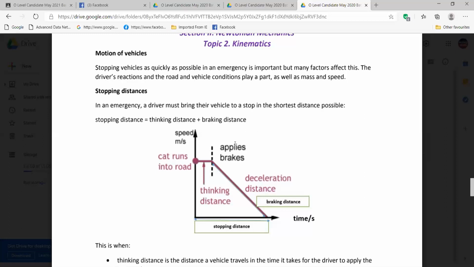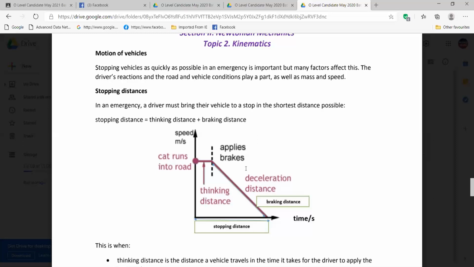After applying the brakes, the vehicle goes through deceleration, and that is the braking distance. Both thinking distance and braking distance are altogether called stopping distance. Braking distance increases if the road surface is slippery, if the tire or the brake is not working properly, if they are old or damaged, or with the mass of the vehicle. Clear to you this one?